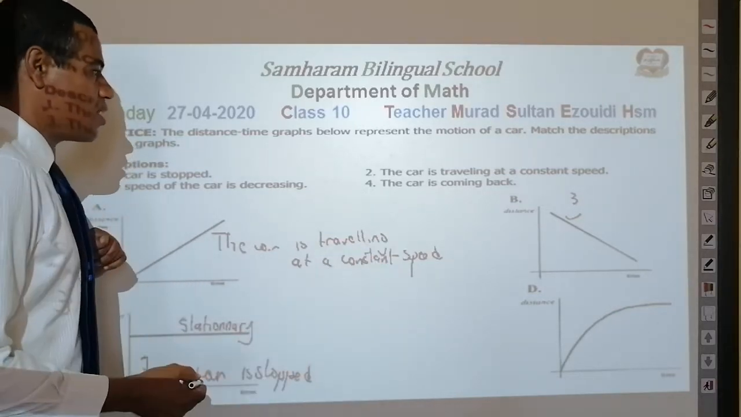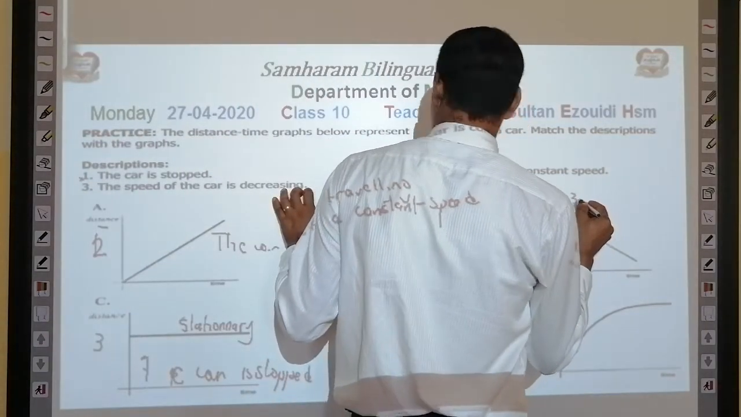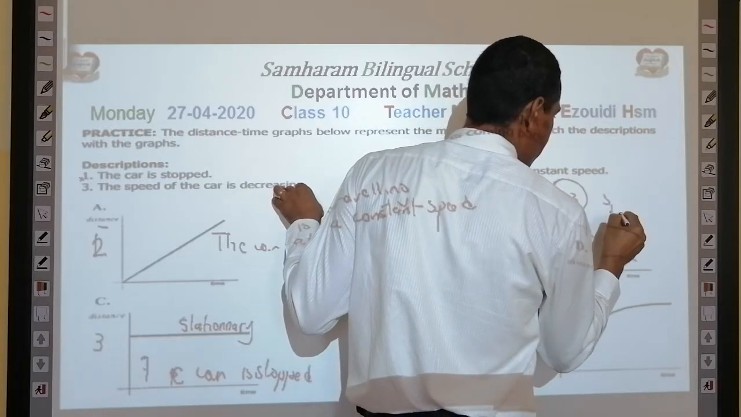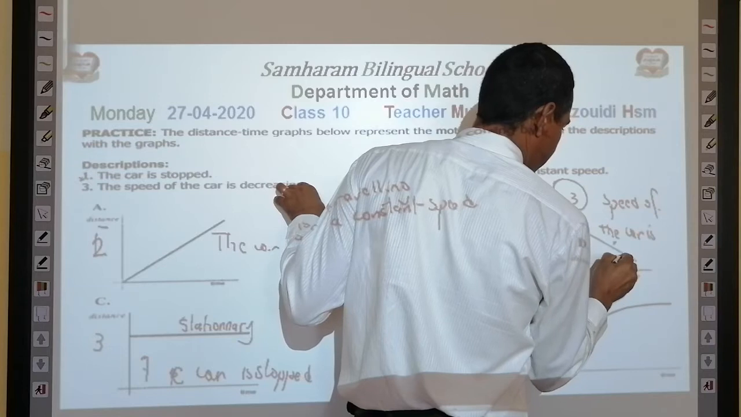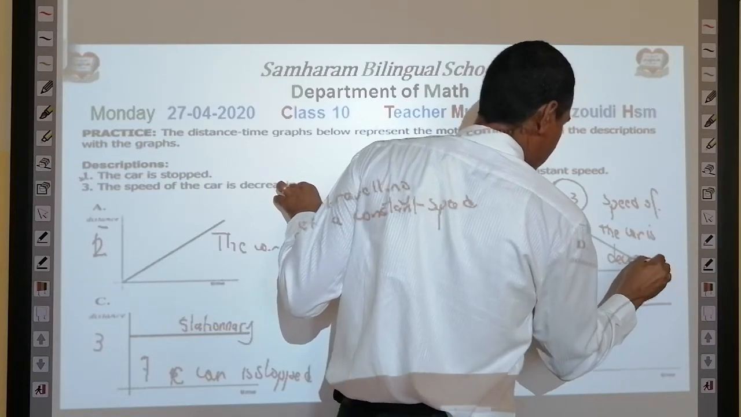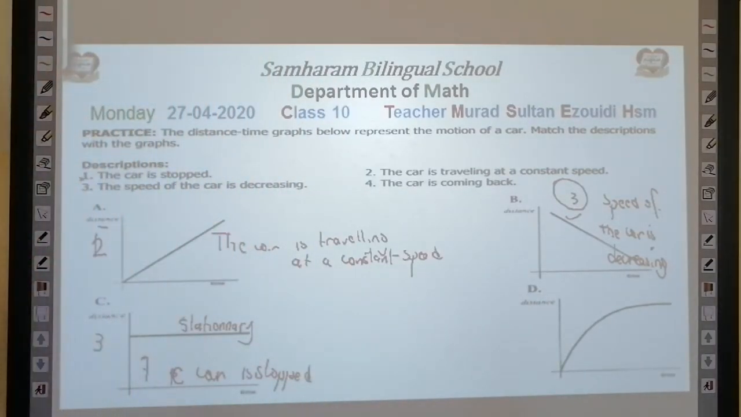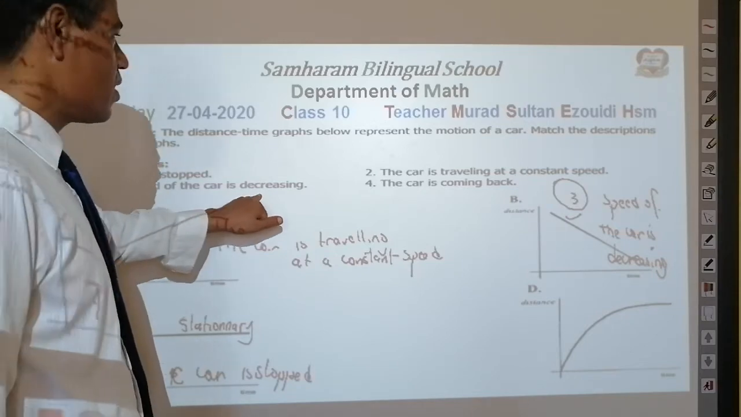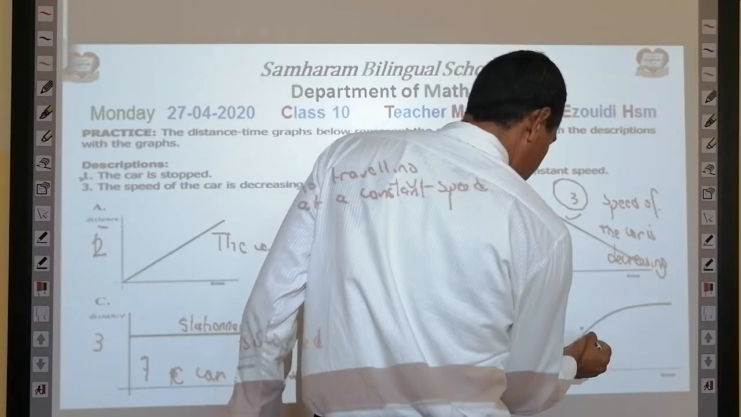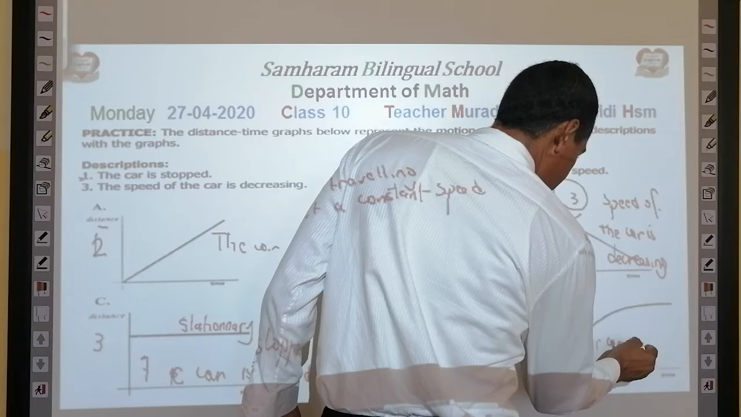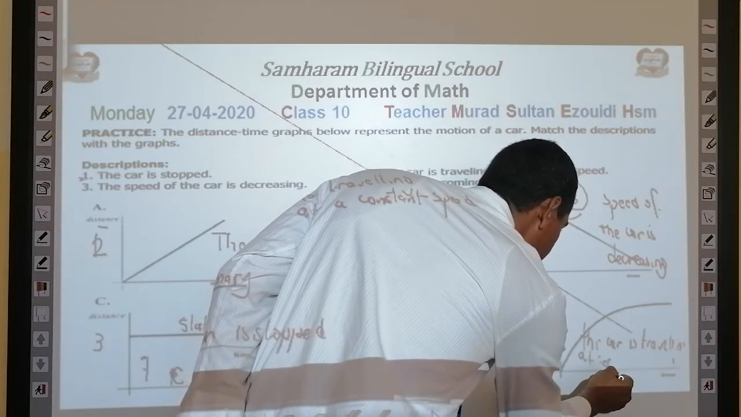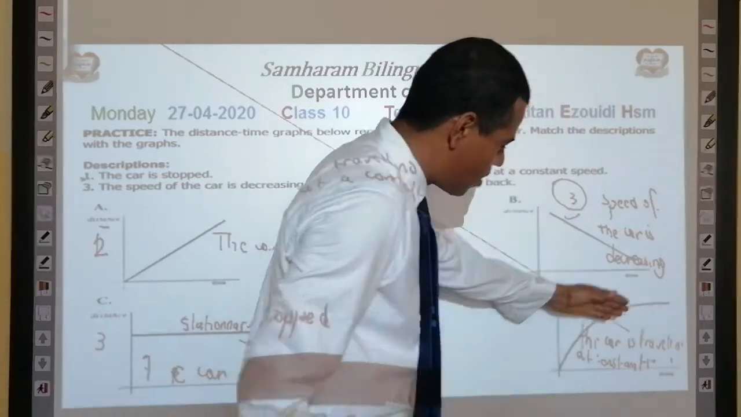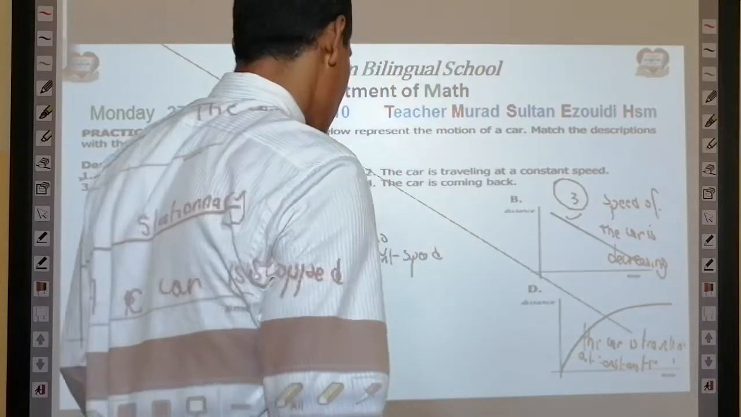Then this one we can say that the speed of the car is decreasing. And the last one, the car is coming back. The car is traveling at constant speed. Why? Because this one, my learners, is a part of a parabola. It has the same gradient.